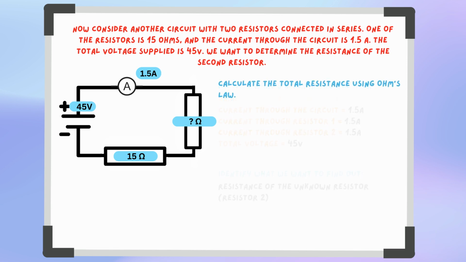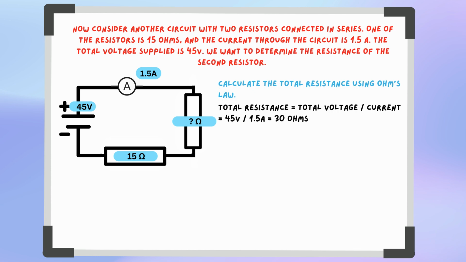We can then calculate the total resistance using Ohm's law. Total resistance equals total voltage divided by current. This is 45 volts divided by 1.5 amps, giving us 30 ohms.